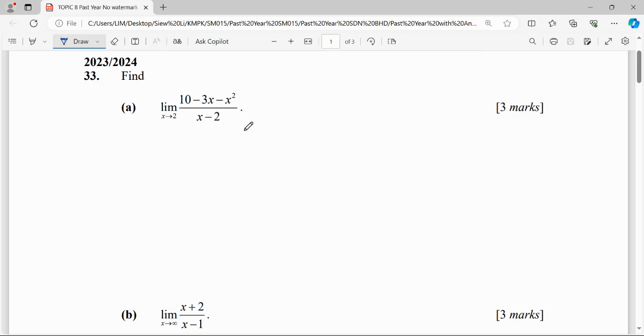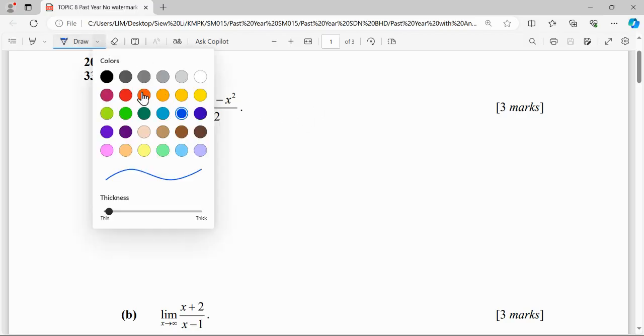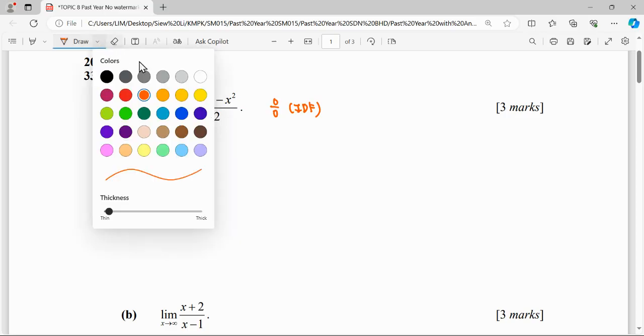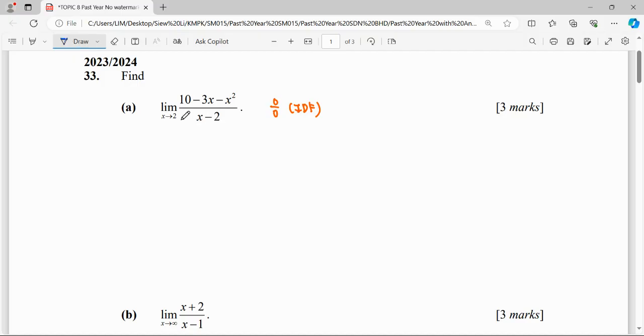For this question, we're going to find the limit when x approaches 2. When doing a limit, we try to substitute. You can notice that our denominator here is 0 and the numerator, minus 6 minus 4, is also 0. So this is the indeterminate form. To simplify our indeterminate form for a limit approaching a value, where our function is a polynomial, we need to do factorization.